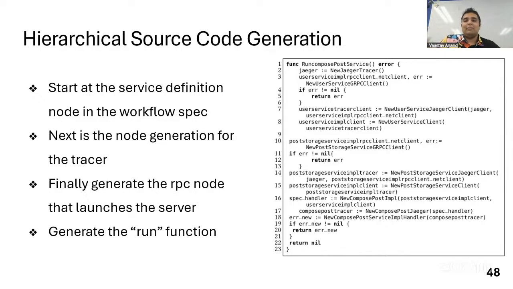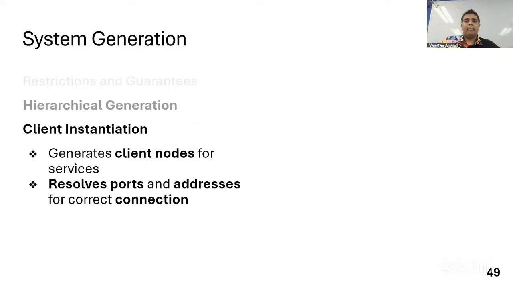Once all the nodes are applied, the compiler then generates the run function for launching the service instance. This will generate clients to other instances so that all connections are correctly established between dependencies. The hierarchical generation also happens for the client nodes of the dependencies of an instance, and in this case, the client instantiation is also responsible for resolving ports and addresses for correct functioning of microservices.